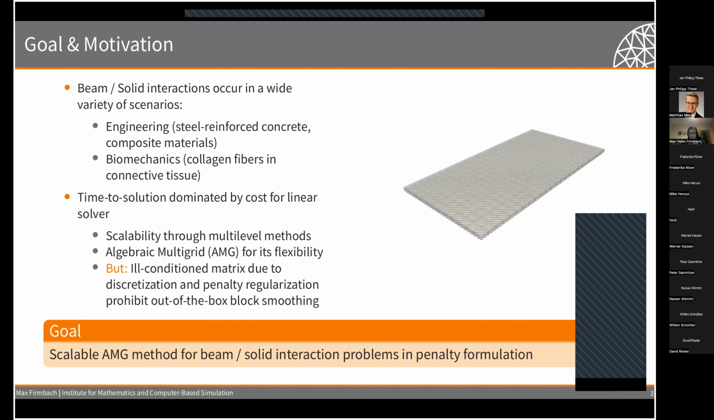But one challenge we will encounter is that our system matrix is highly ill-conditioned due to the discretization we are using and due to the penalty regularization we will apply. These things prohibit out-of-the-box block smoothing in general for this case. So to formulate our goal: a scalable algebraic multigrid method for beam-solid interaction problems in penalty formulation.